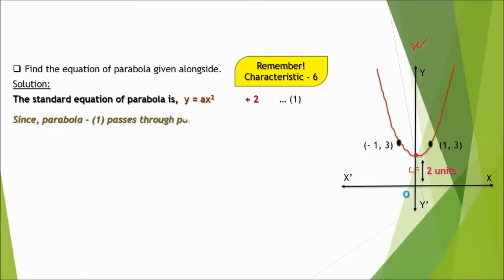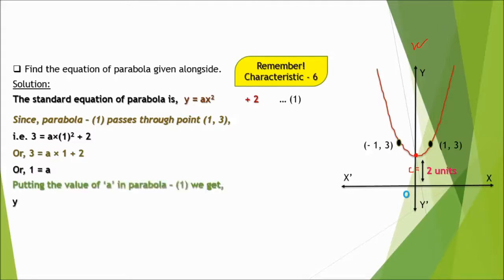Since the parabola passes through the points, we have 2 points, and you can use any point, 1, 3. Replace y with 3 and x with 1, and plus 2 also, don't forget that. 3 minus 2 is 1, so 1 is equal to a. Putting the value of a, we get y is equal to 1x² plus 2, which is y equals x² plus 2, the required equation of the parabola.